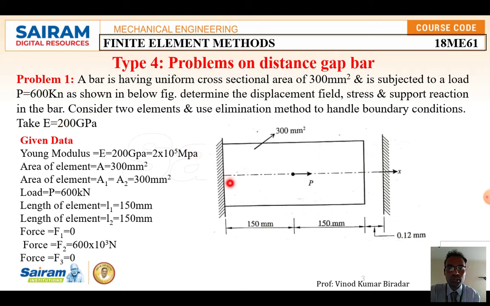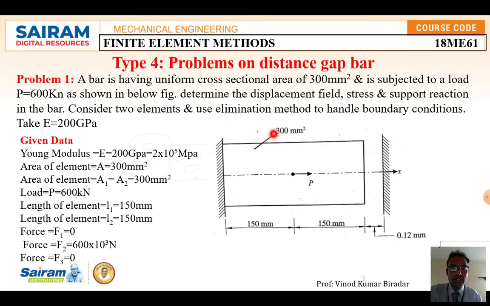Look at and observe the diagram here. They have given one bar element, and this bar element is fixed at a distance of 0.12. This end is fixed. Exactly at the middle they are applying the axial force, equal to 600 kilonewton. I am telling you, in kilonewton, the N is capital and the K is the small letter. So P is equal to 600 kilonewton.